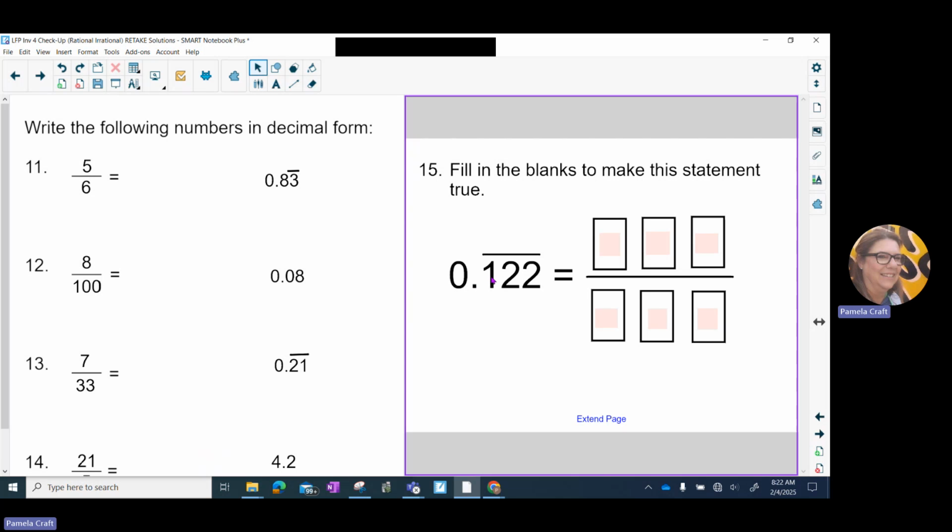For 15, how do I write 1.22 repeating as a fraction? If we have 3 digits that repeat, then we write those 3 digits over 3 nines. If we had 2 digits repeating, you would write 2 digits over 2 nines. 4 digits repeating, 4 digits over 4 nines. That's the rule.